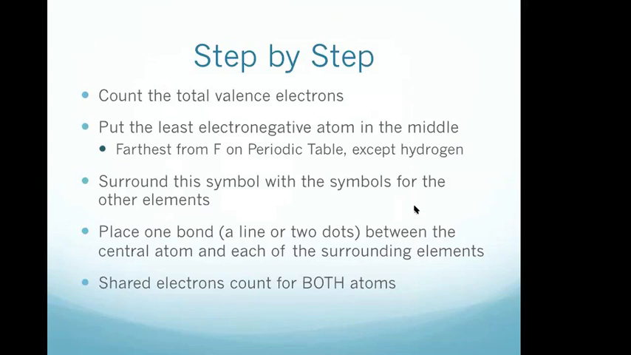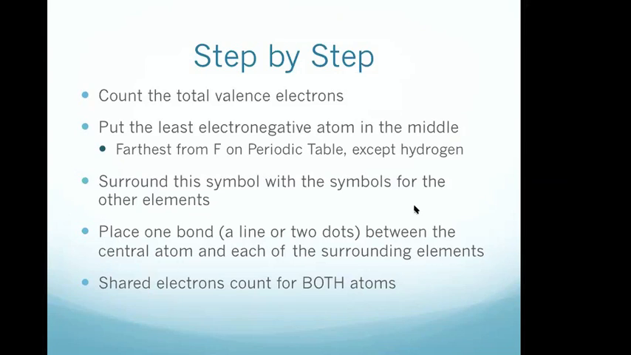And a covalent bond is always two electrons. And that's important to remember if you're drawing a line. So some people do it with dots, and that makes it easier to count the dots. But if you're having a whole bunch of dots on there, it can get kind of confusing seeing all of those dots. So you're going to place a bond between the central atom and each of the surrounding elements.